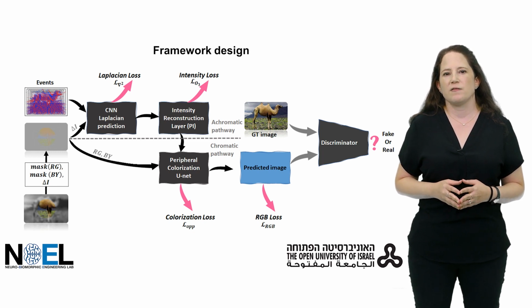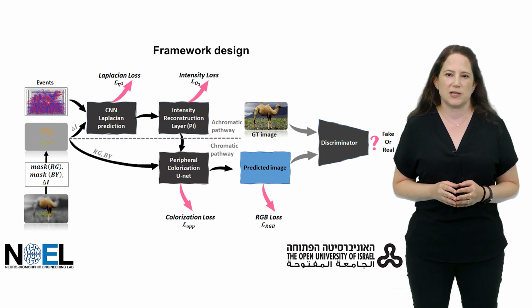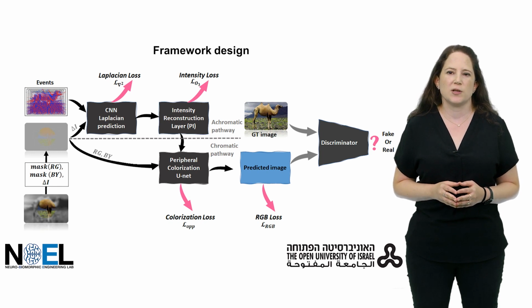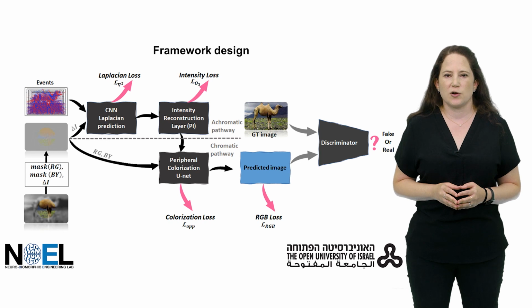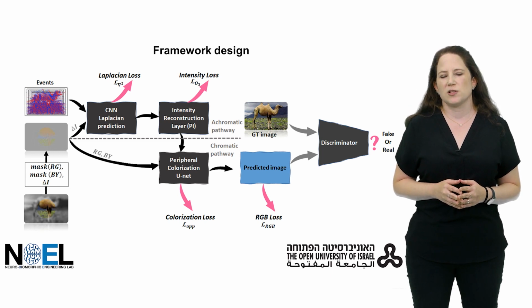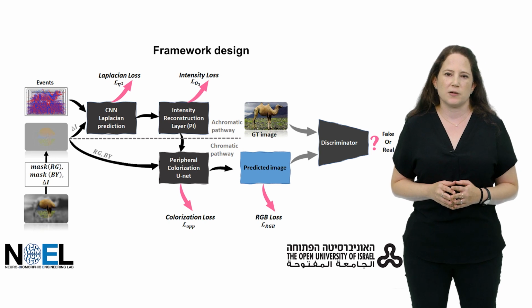Our neural network comprises the following phases. First, a simple 5-layer convolutional neural network that predicts the Laplacian from the event frames as well as the foveated intensity Laplacian. Second, a Poisson solver layer that reconstructs the image from the predicted Laplacian input. And third, a UNet model for image colorization. We further used a discriminator to train the network with adversarial examples. Our objective was to minimize the sum of the loss functions of each phase of the generator while maximizing the ability of the discriminator to detect fake and real examples.